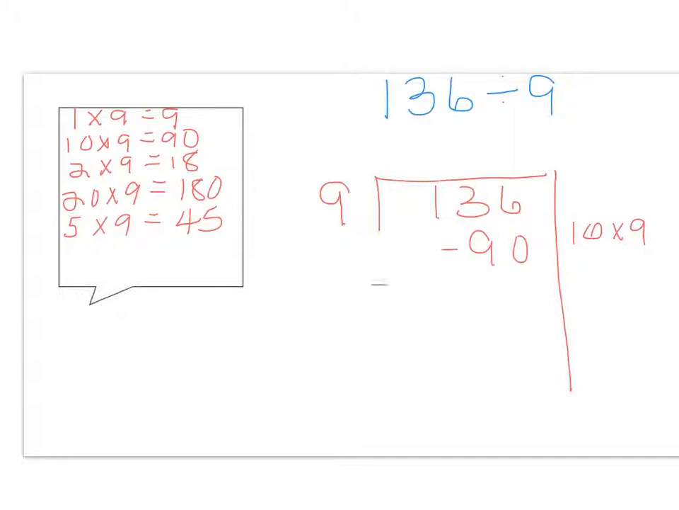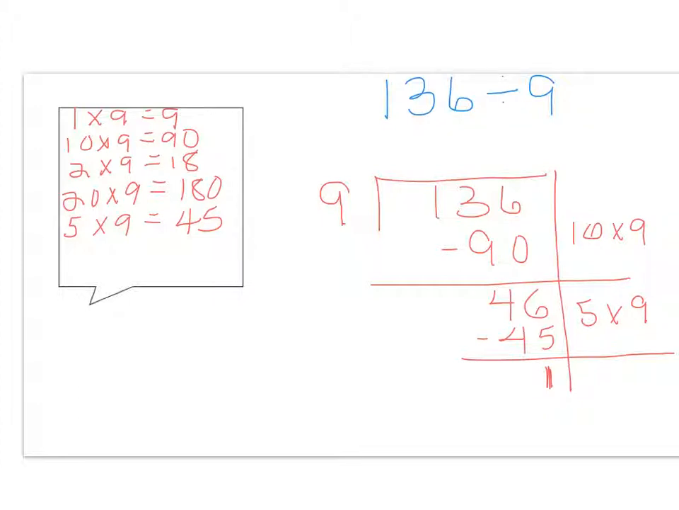Now I'm going to subtract 90 from 136. 6 minus 0 is 6. 13 tens minus 9 tens leaves me with 4 tens. Now let's go back to our think bubble. Do we have another number that's close to where we are? Sure we do. 5 groups of 9 is equal to 45. And I'm going to subtract 45 from 46. It leaves me with 1.